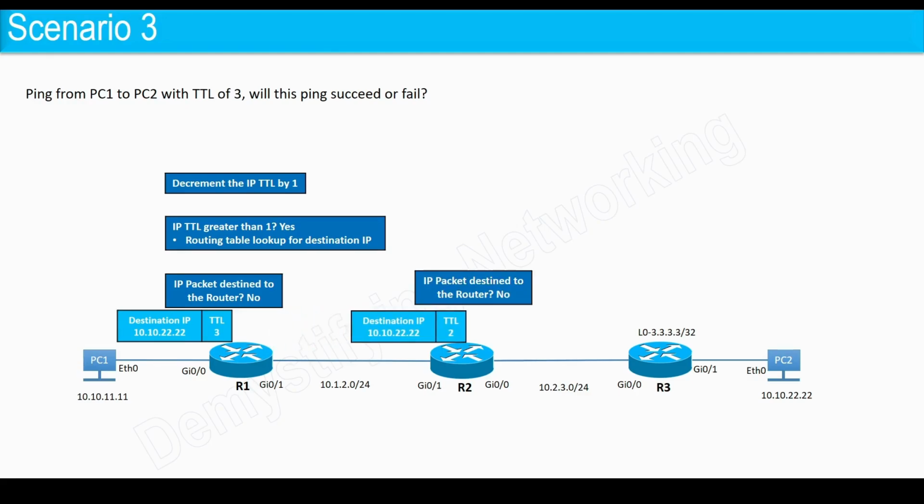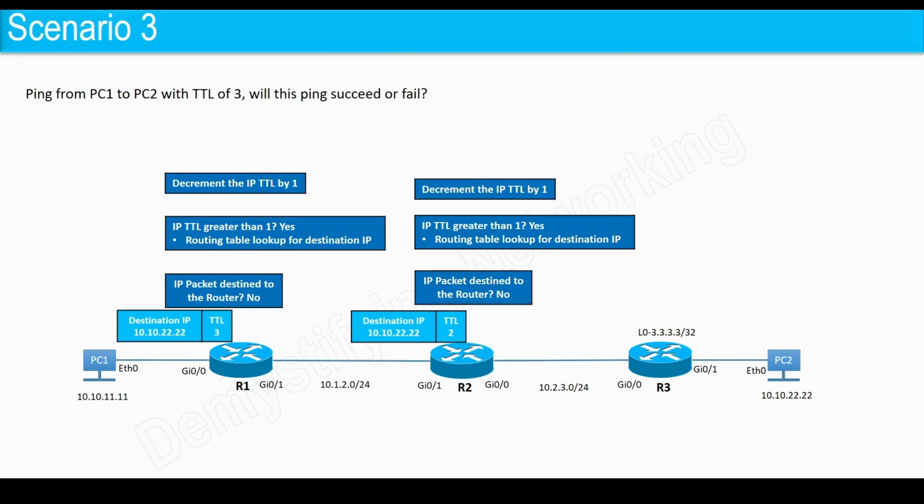R2 then verifies if that packet is destined to the router itself. In this case, the answer is no. The router then verifies if the TTL of the received IP packet is greater than 1 or not. In this case, it is greater than 1. So the router performs a routing table lookup for the destination IP address. The router then decrements the IP TTL by 1 and sends an IP packet with an updated TTL value of 1 to router R3.